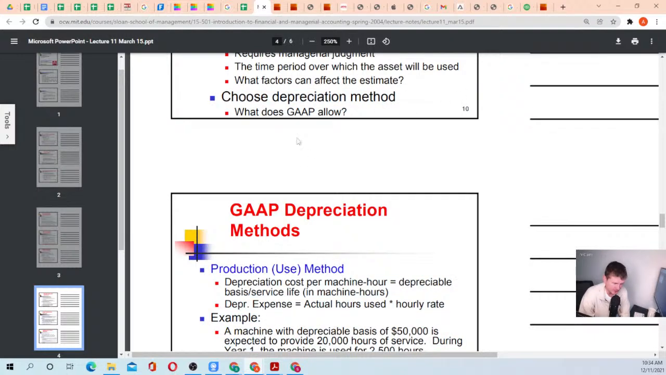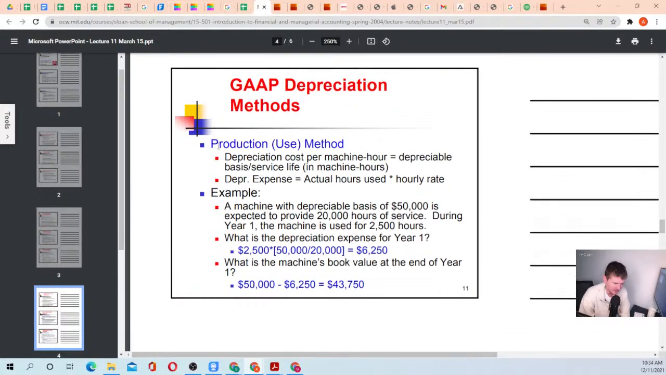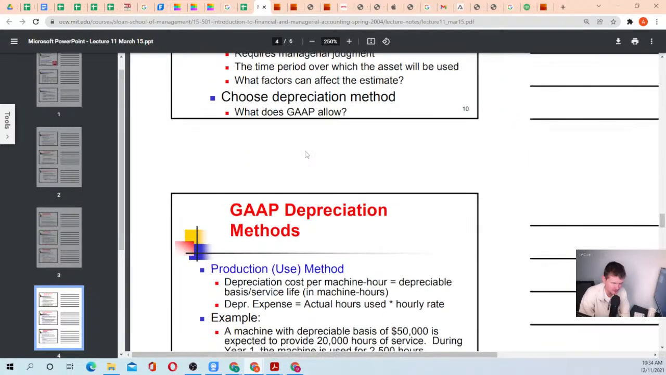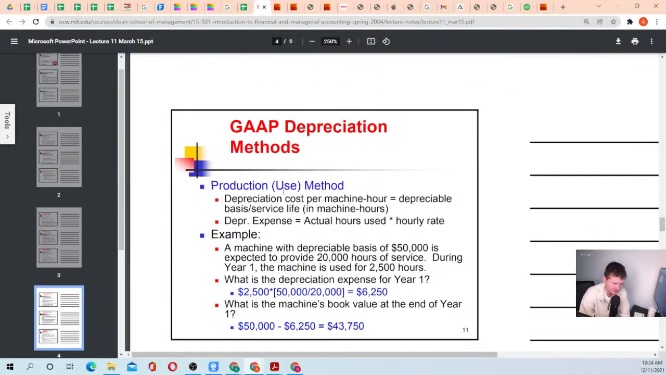Depreciation methods. What does GAAP follow? Production method, we already discussed it, that we determine our depreciable basis, the amount we need to depreciate, and then we think about what useful life of our asset will be. It can be based on machine hours of our equipment. So when we use machine hours, we will depreciate. If we don't use machine hours, we will not depreciate. We will not record an expense.